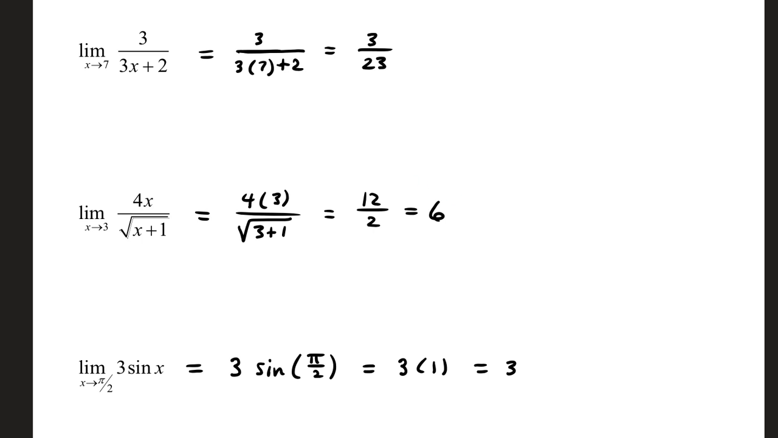The example at the bottom, we have the limit as x approaches pi/2 for the function 3 sine x. Sine of x has infinite domain. Therefore, we can directly sub in pi/2 for our x value. 3 times sine of pi/2 is 3 times 1, which is 3.